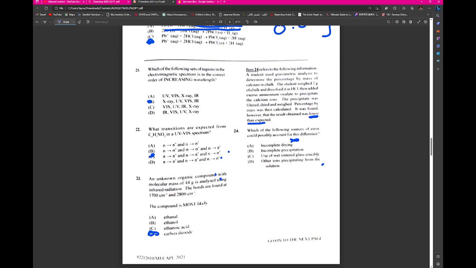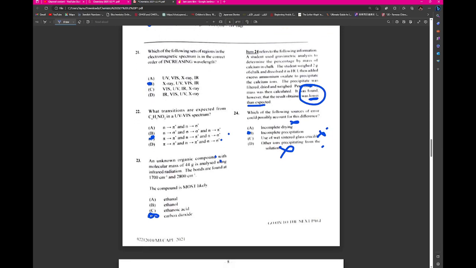Using a wet sintered glass crucible will allow water to seep in, creating a hydrated compound. That means it will be higher than expected, not lower as seen in the question. Other ions precipitating out would also make it higher. So I think incomplete precipitation is the only thing that would allow it to be lower.